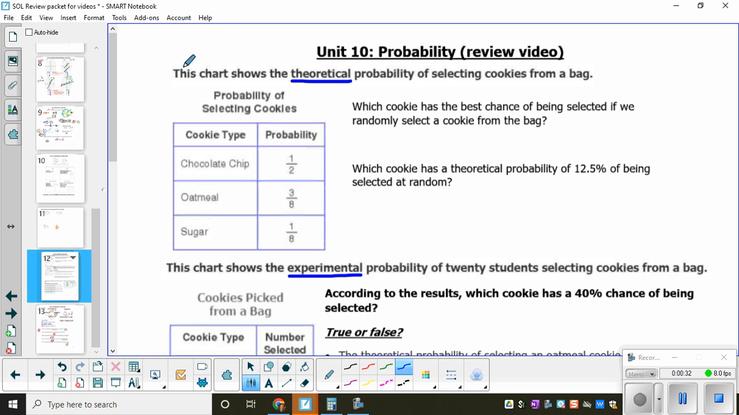So for the first question, the chart shows the theoretical probability of selecting cookies from a bag. The theoretical probability of chocolate chip is half, oatmeal is 3/8, and sugar is 1/8. Basically what we're saying is that in a bag of cookies, half the bag is chocolate chip, 3/8 are oatmeal, and 1/8 are sugar.